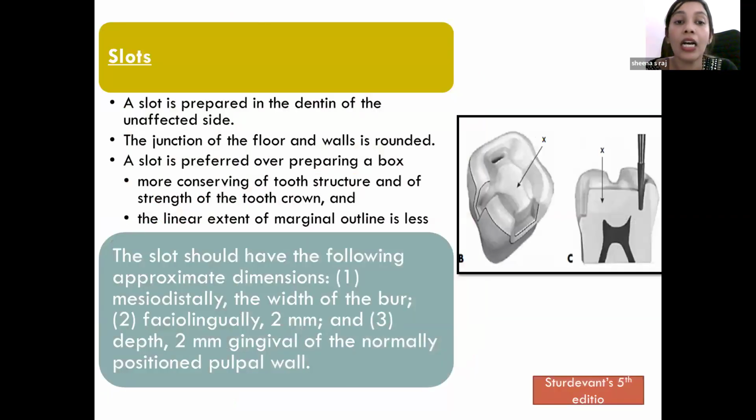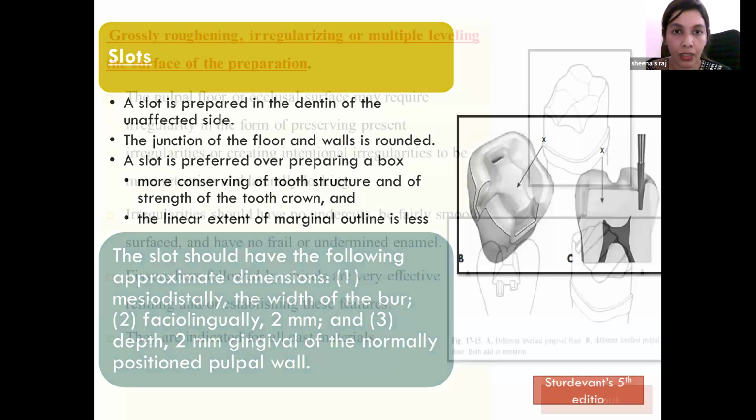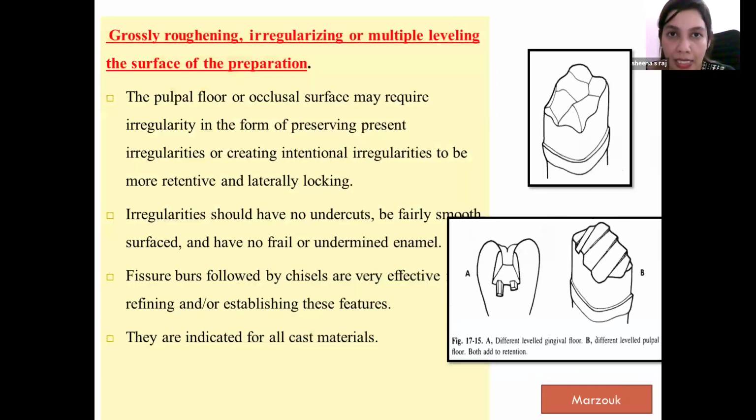Next is a slot. A slot is always placed in dentine. Another important point is that the dimension of the slot is very important. The mesiodistal width is the width of the burr. Facio-lingually, it is 2 mm, and gingivally, it is also 2 mm. Those were the secondary resistance forms.